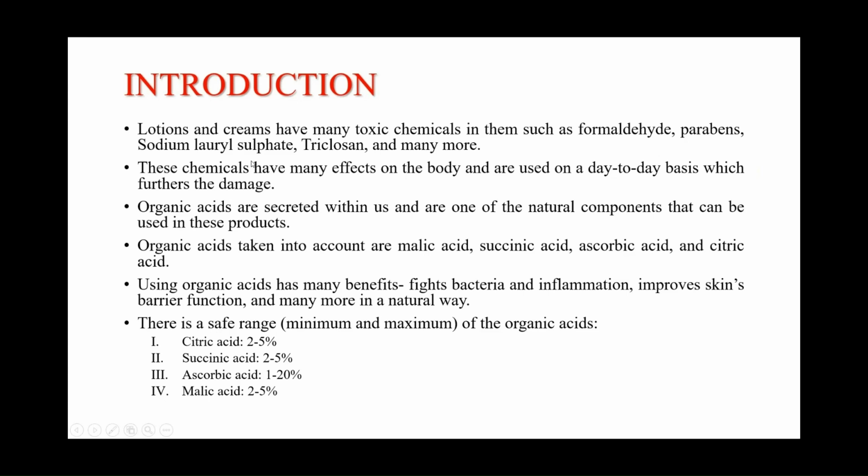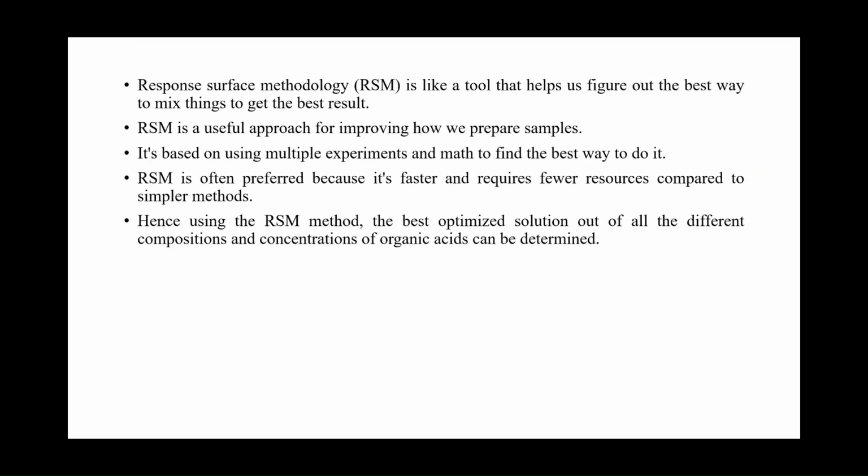There is a safe range, which is the minimum and maximum range of the organic acid. Citric acid has 2 to 5% range. Succinic acid has 2 to 5% range. And ascorbic acid has 1 to 20% range. Malic acid has 2 to 5% range.